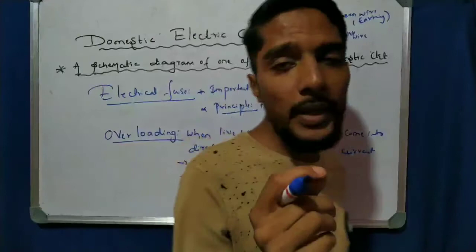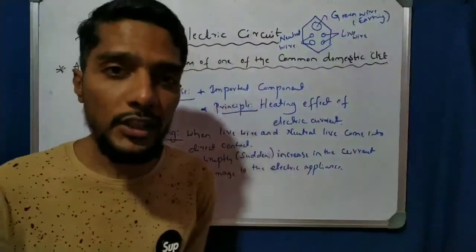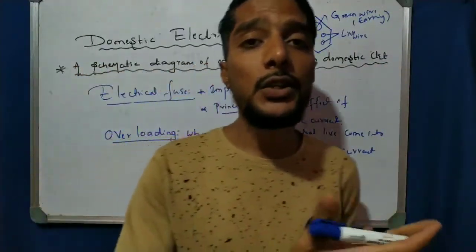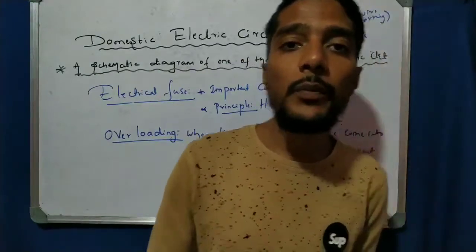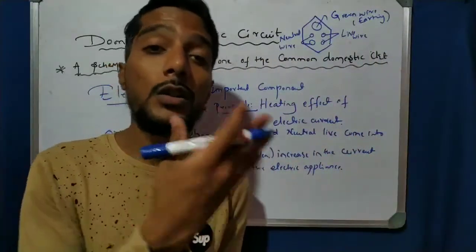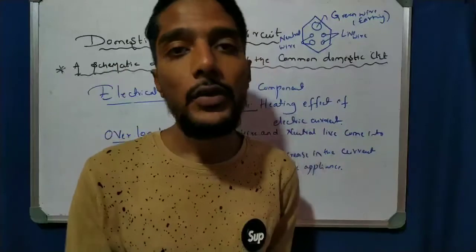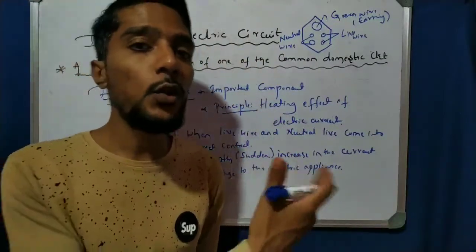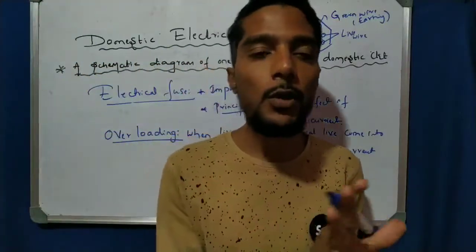Electrical appliances work on a small range of current. Not all appliances receive the same amount of current. Some work on 1 ampere, some work on 2 ampere, some work on 5 ampere, some work on 10 ampere, and in the range of 220 volt voltage. The voltage difference is about 220 volt.